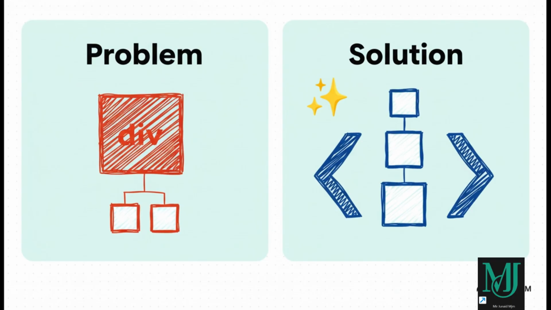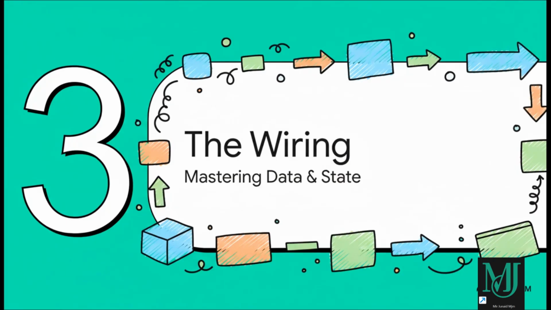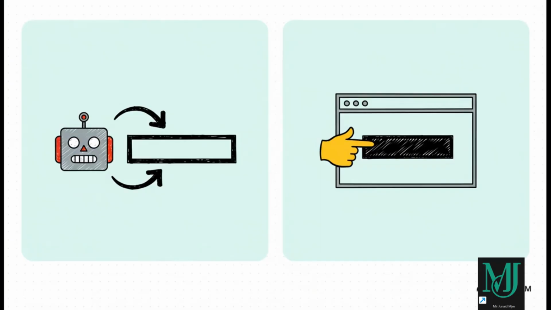Fragments, clean code, no extra divs. Here's a common problem. What if your component needs to return multiple elements side by side? Earlier, you had to wrap them inside a div, which cluttered your HTML. React introduced fragments. You just use empty angle brackets. They group elements without adding extra tags to the DOM. Clean and efficient!